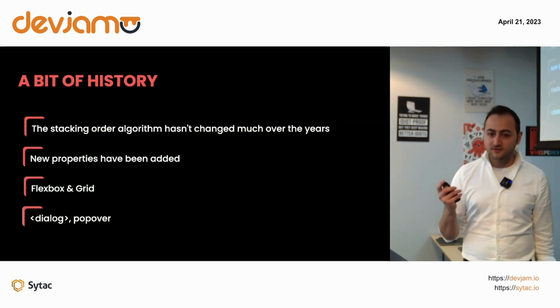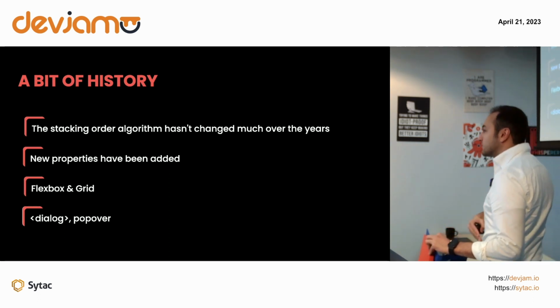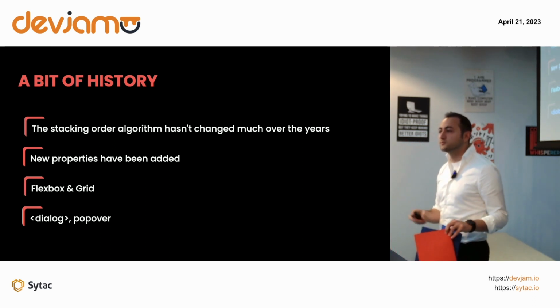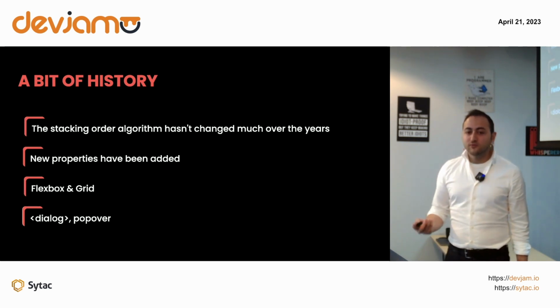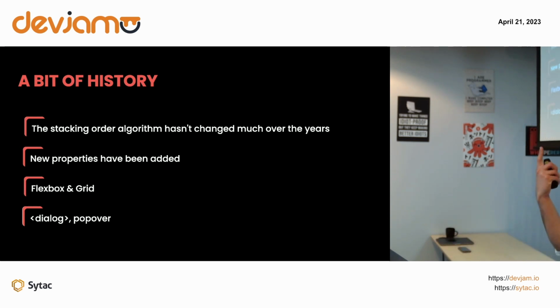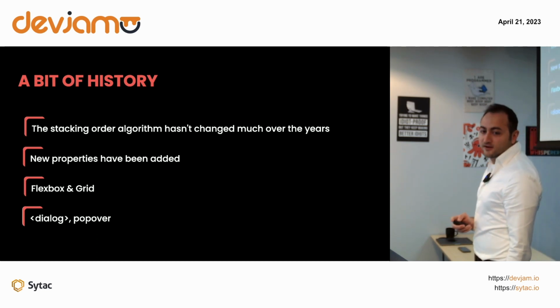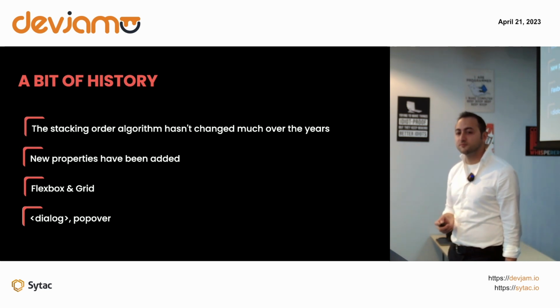So as a bit of history, the algorithm itself, I think, hasn't changed over the years. It's still the same, and it's quite complicated. It's like two to three A4 pages, but this is meant for browser engineers. But why are we here? Why are we making this talk? Because there have been new properties that have been added. We now have flexbox and grid, and this even affects Z-index somehow. We have the new dialog element. Has anyone used the dialog element? Nice. And we have the popover attribute. That's very, very new. I think you haven't used it yet. So yeah, all of this affects the whole stacking context thing.